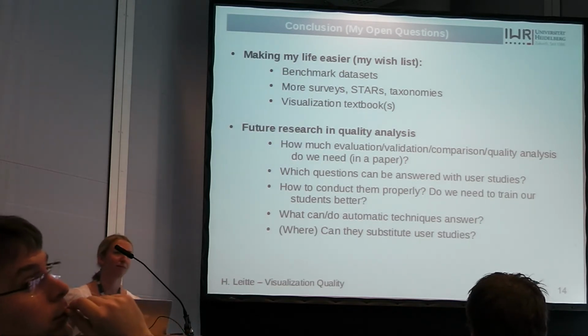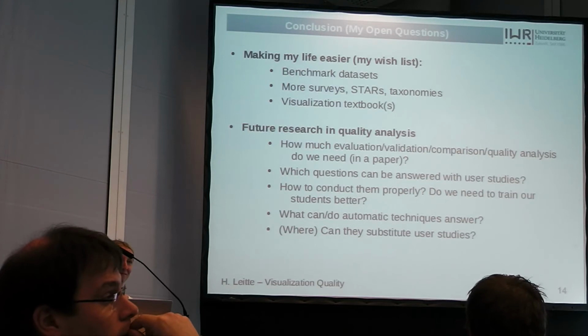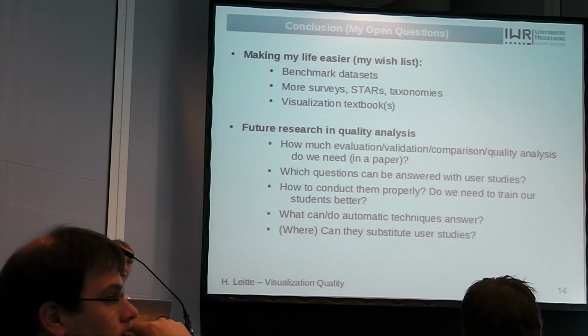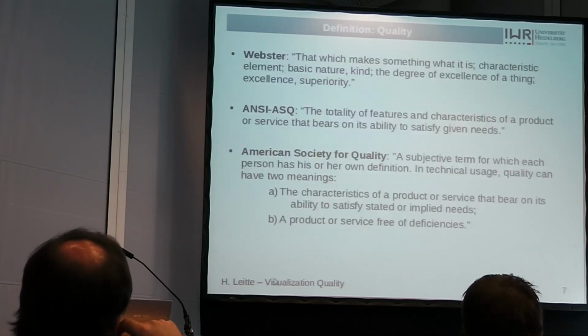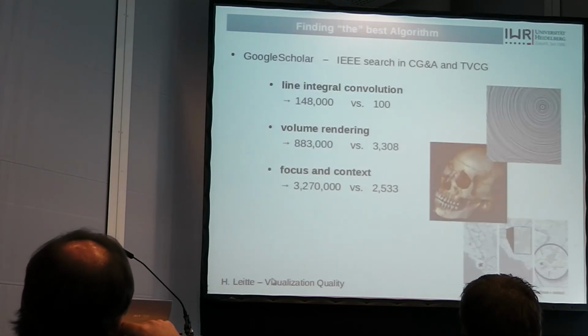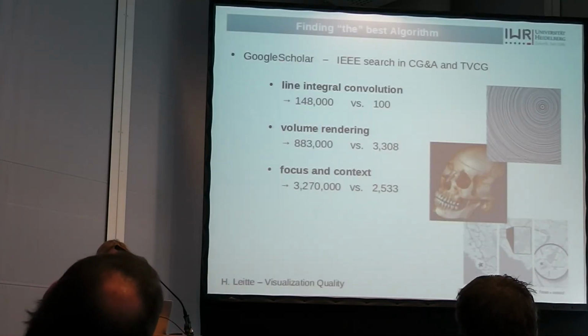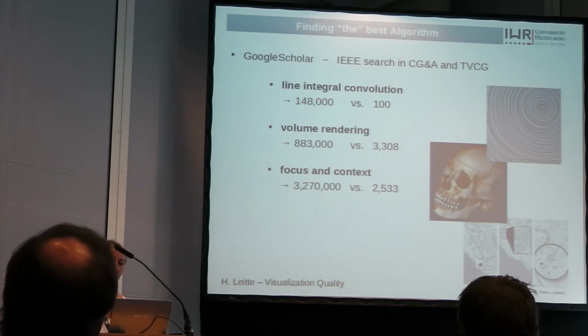Thorsten Muller, Simon Fraser University. I have a question and a comment. My question first is going back to your numbers that you presented in the very beginning about papers on LIC and volume rendering and focus and context. Do I understand that correctly that there's 3,300 papers just in CGNA and TBCG on volume rendering?